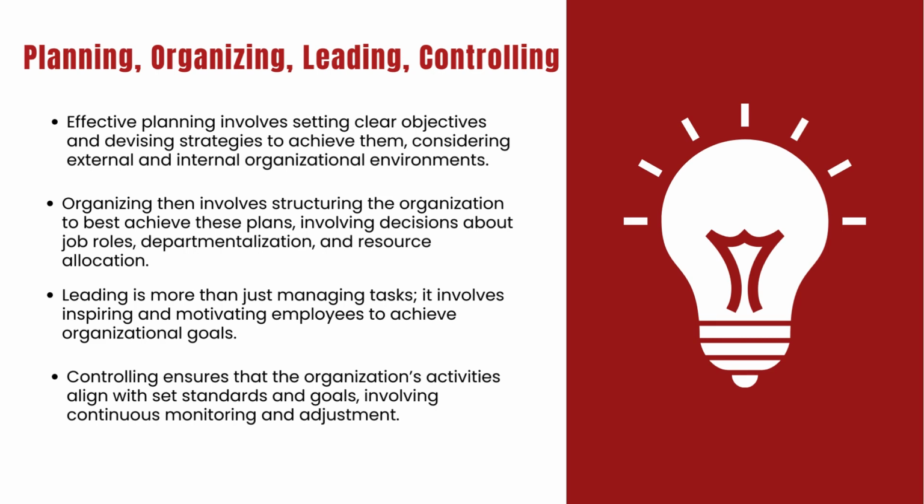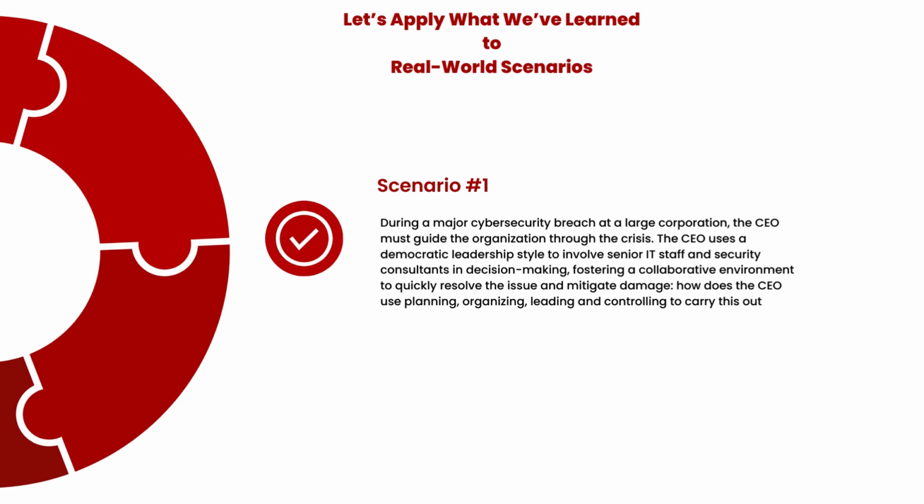Leading is more than just managing tasks. It involves inspiring and motivating employees to achieve organizational goals. Controlling ensures that the organization's activities align with the set standards and goals. It also involves continuous monitoring and adjustments. Let's apply what we've learned to a real-world scenario.